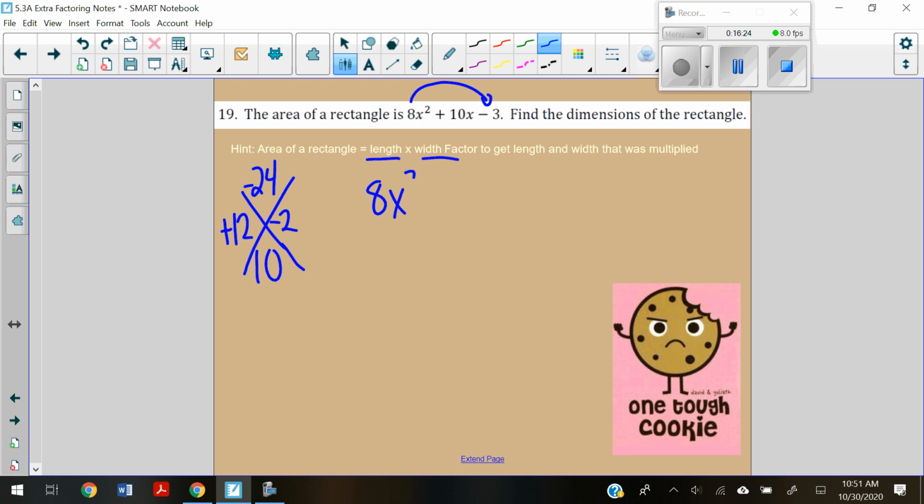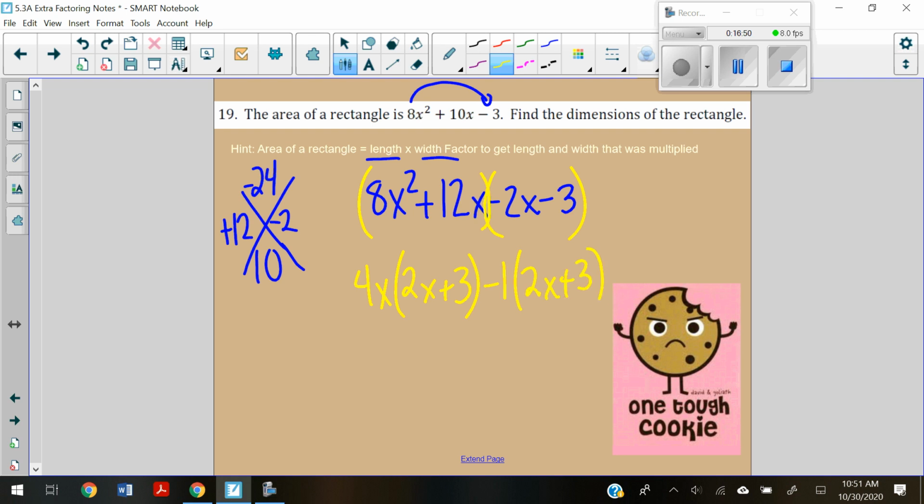All right, so 8x squared plus 12x minus 2x minus 3. I'm going to group them, first 2, last 2. I can take a 4x out, so I'm dividing that out. So I have 2x plus 3. Now here I see negative 2x minus 3. Again, I'm taking that negative out. And I'm left with 2x plus 3. Excellent work. We have the same thing in the parentheses. So 2x plus 3. And then my leftovers get thrown in the other one. 4x minus 1. And there you have a little factoring review, ladies and gentlemen.